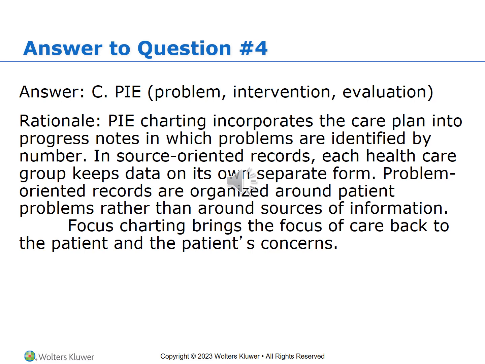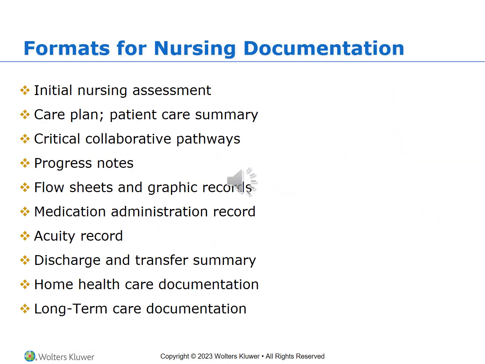And the answer is C, PIE, problem, intervention, evaluation. PIE charting incorporates the care plan into progress notes in which the problems are identified by number. In source-oriented documentation, each of the healthcare groups keeps data in its own separate form. In problem-oriented records, they are organized around the patient's problem rather than around the source of information. And focus charting brings the focus of care back to the patient and the patient's concerns.